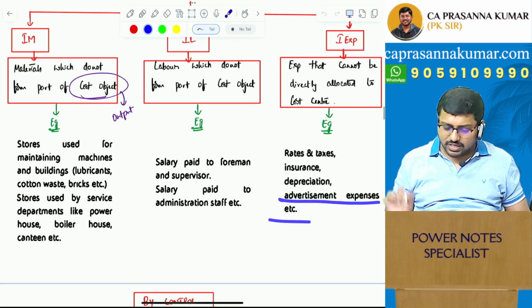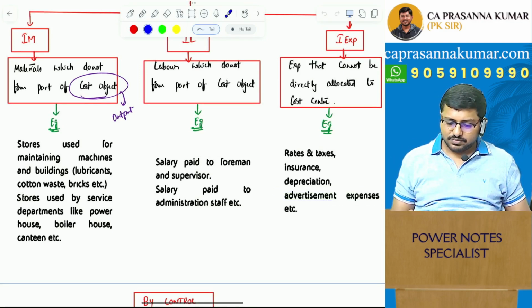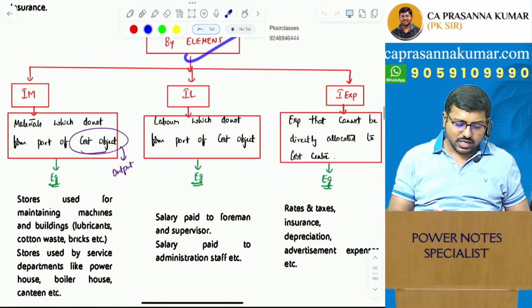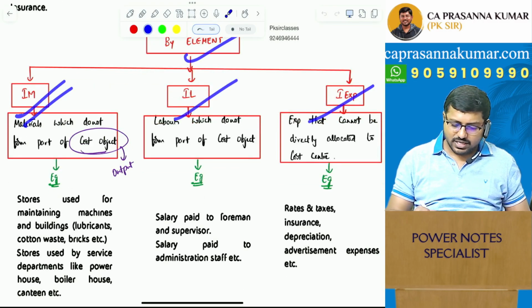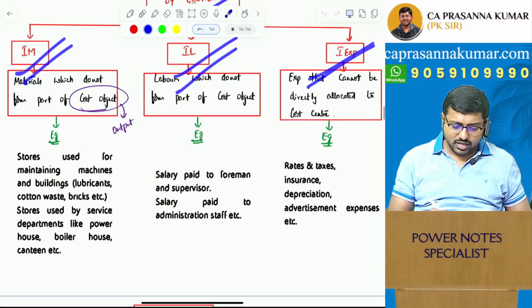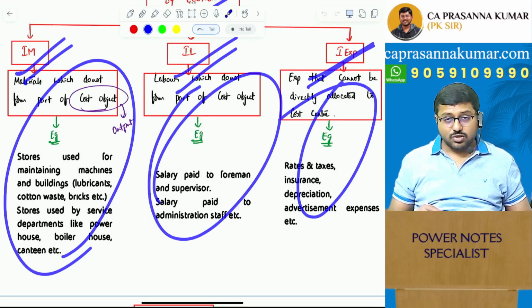Same goes with advertisement expenses as well. Clear? So based on elements, you can classify your overheads into three: indirect material, indirect labor, and indirect expenses. I try to explain you as much as possible in this revision session.